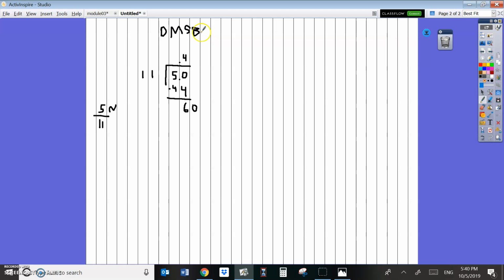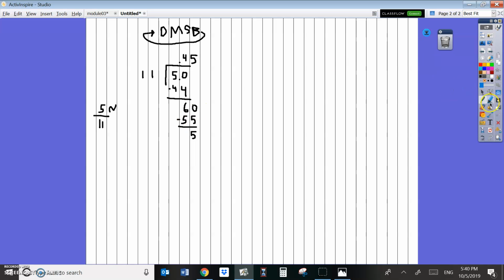And back to divide. How many 11s in 60? There's 5. 5 times 11 is 55. Subtract and you get 5.